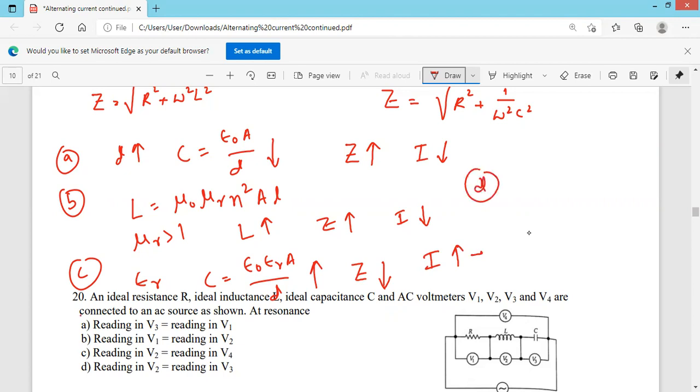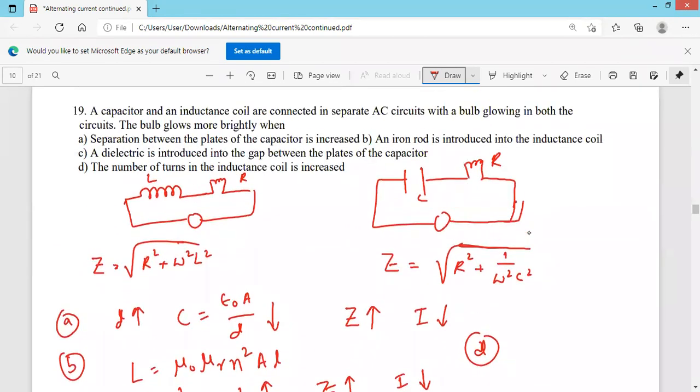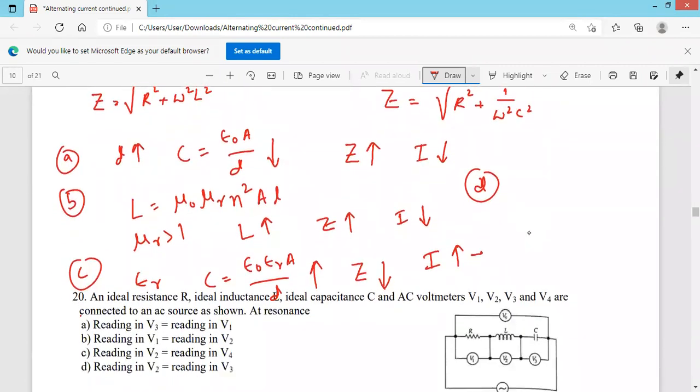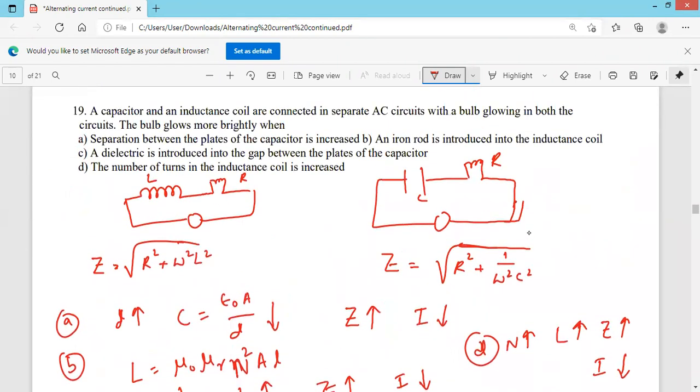Next one, D. The number of turns in the inductance coil is increased. Self-inductance has N square, so if N increases, self-inductance increases. Once again, impedance increases, current decreases. Therefore, in the case of A, B, and D, current decreases. But in the case of C, current increases.